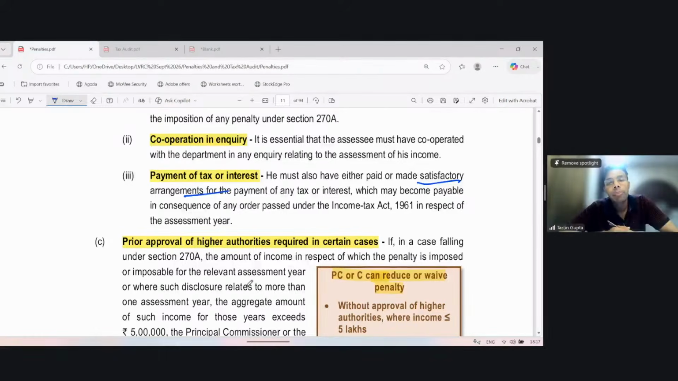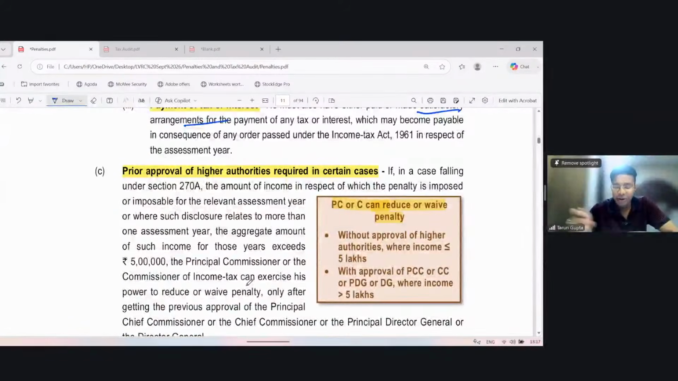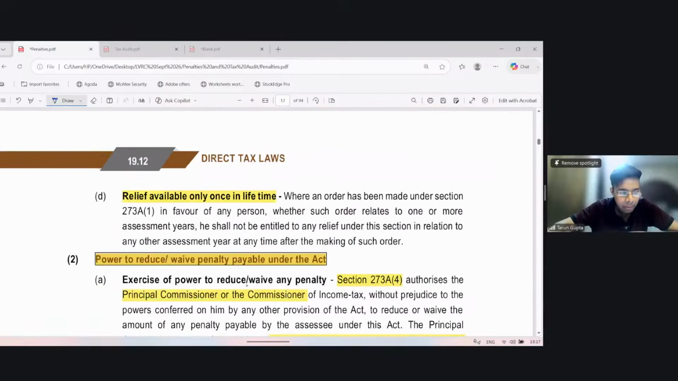However, they have to take the approval of their seniors, meaning the Principal Chief Commissioner, Principal Director General or Director General, where the income exceeds 5 lakh. We are talking about the income in respect of which the penalty is levied. If such income is up to 5 lakh, then no approval is required. But if the income in respect of which penalty is levied exceeds 5 lakh, then the approval of the Chief Commissioner or Director General is required. Important point: 273A subsection 1 is available only once in a lifetime. If the assessee has availed it once, they cannot avail it anytime thereafter.